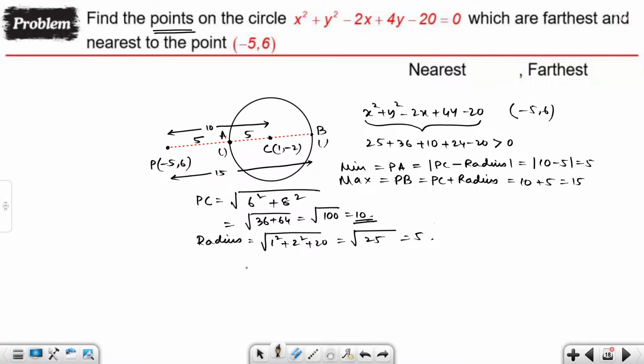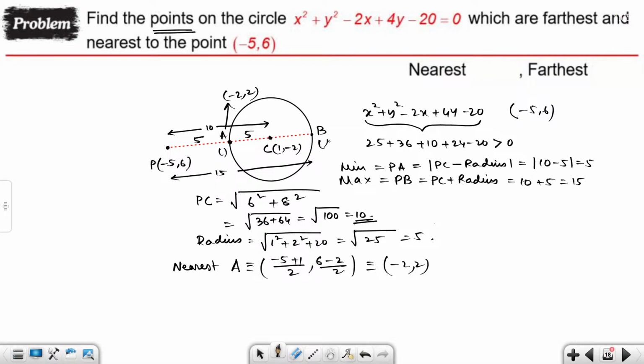So I can say that A, which is the nearest point, is the midpoint of P and C. Therefore, the coordinate of A will be (-5+1)/2. I'm using the midpoint formula. So we are getting -2, comma 2. Therefore, the nearest point A is nothing but (-2, 2). Is it clear?